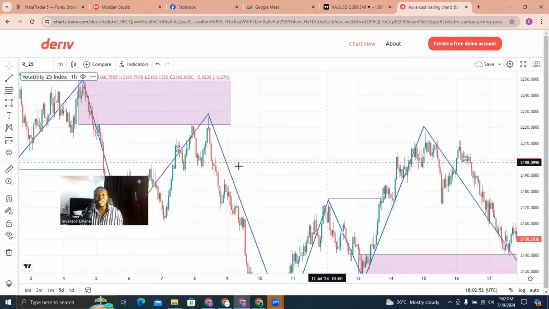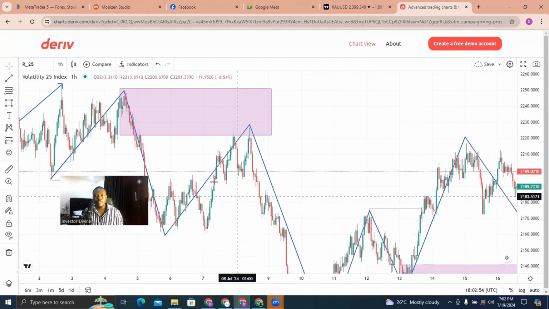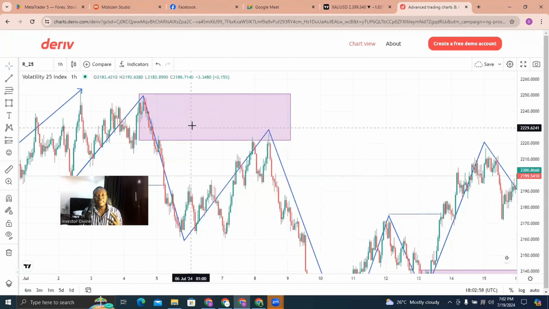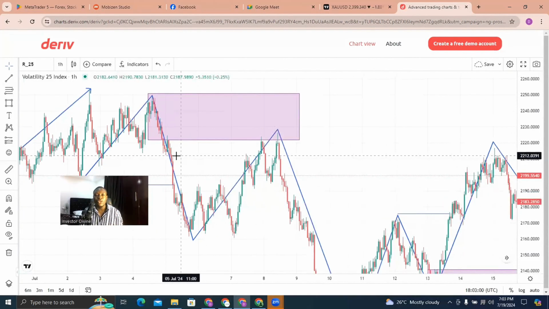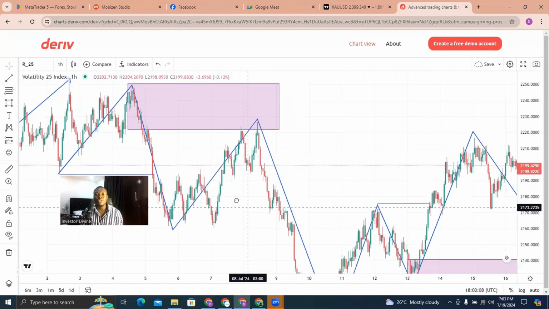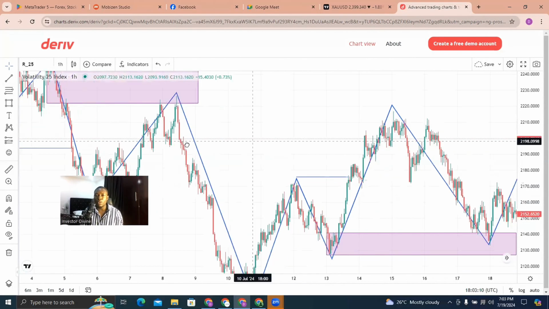But the bearish order block, you look for in the supply zone. So the market will come into that supply zone, tap your bearish order block, then continue to sell downwards.